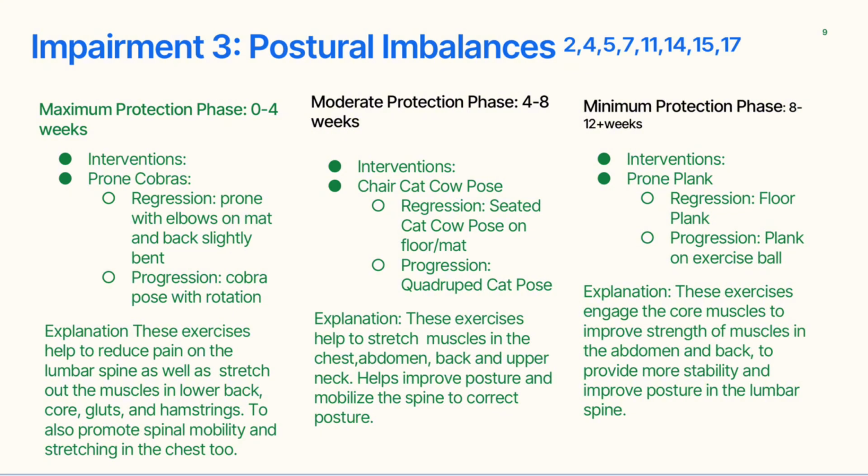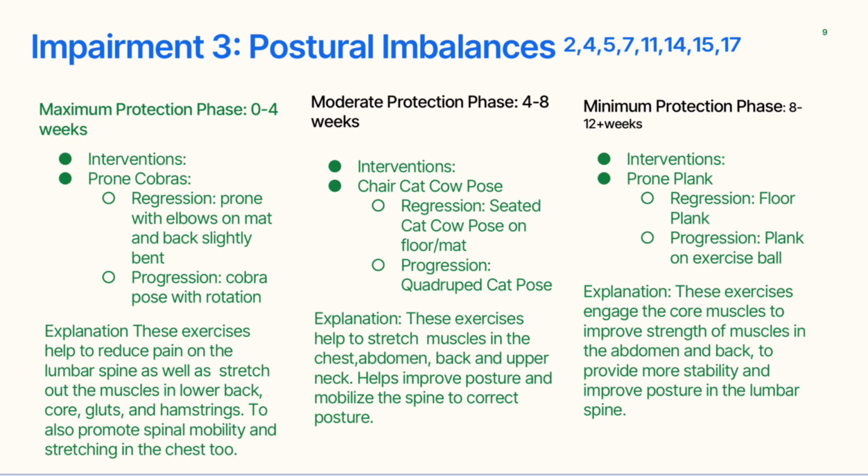The next one we did was a cat-cow pose. When you're sitting in a chair, you can regress that, which is seated, being on a floor or mat, and then progress that to quadruped. From what I read, I think in Kisner and Colby, I think yesterday, the quadruped has a higher center of gravity, so that can be a bit more challenging for stability and trying to keep posture. And again, these help with stretching out muscles within the chest, abdomen, back, and upper neck, as well as continuing the posture.